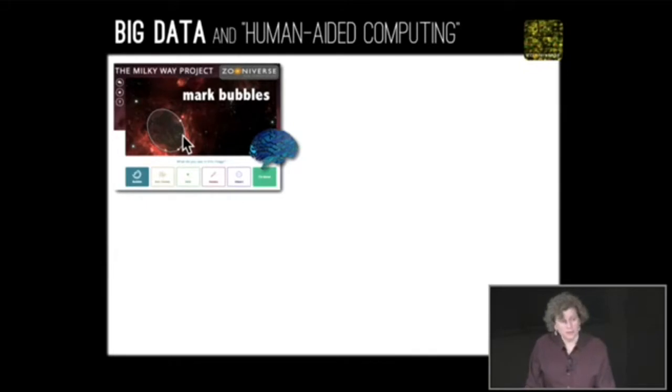But of course, I'm talking about big data. So you don't necessarily want to rely on humans to find every bubble. And you also don't know how reliable humans are or how similar one human is to the next. So what you really want to do is leverage these things and do something called humanated computing. So what does that mean?